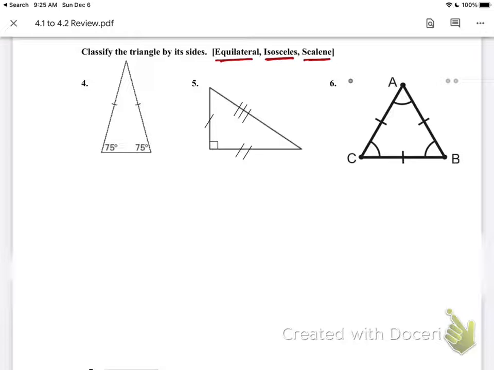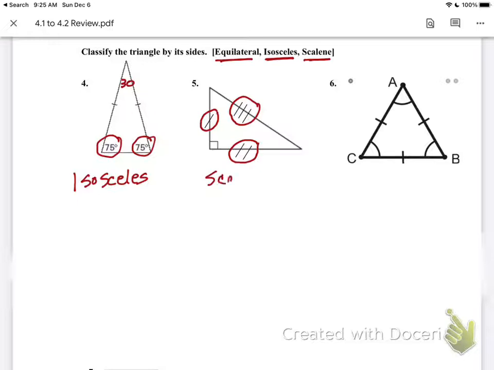Okay, so looking at this first triangle, since I have two angles the same, and I know this is the problem I had previously, so I remember that this is 30 degrees up top, that makes this isosceles. Okay, looking at the next triangle depicted in question number 5, I see that this side has hashtags of 3, this has hashtags of 2, and this has hashtags of 1. That means that you have 3 different lengths, and that makes this scalene.